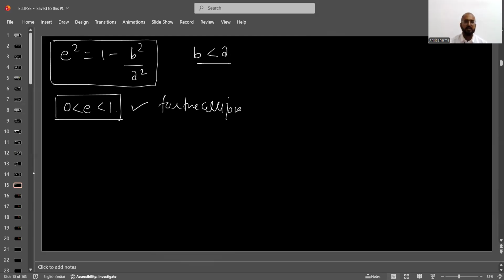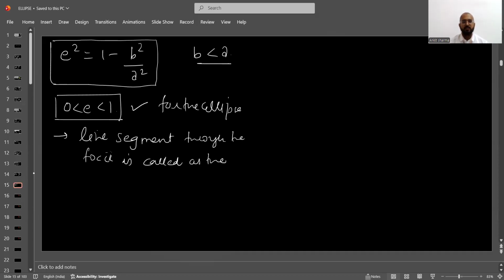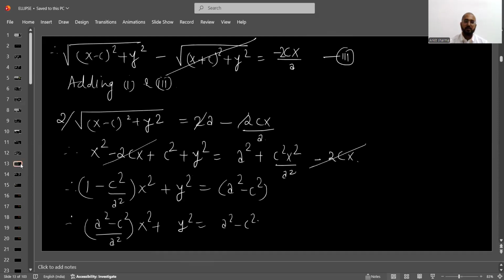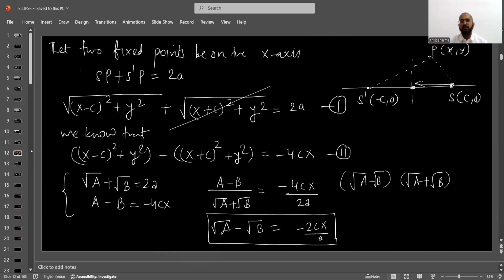Okay, so the line segment through the foci is called the major axis, and that means we're talking about this thing, this one which we have drawn. So this line segment is called the major axis. And now the line passing through the center of the ellipse and perpendicular to the major axis.